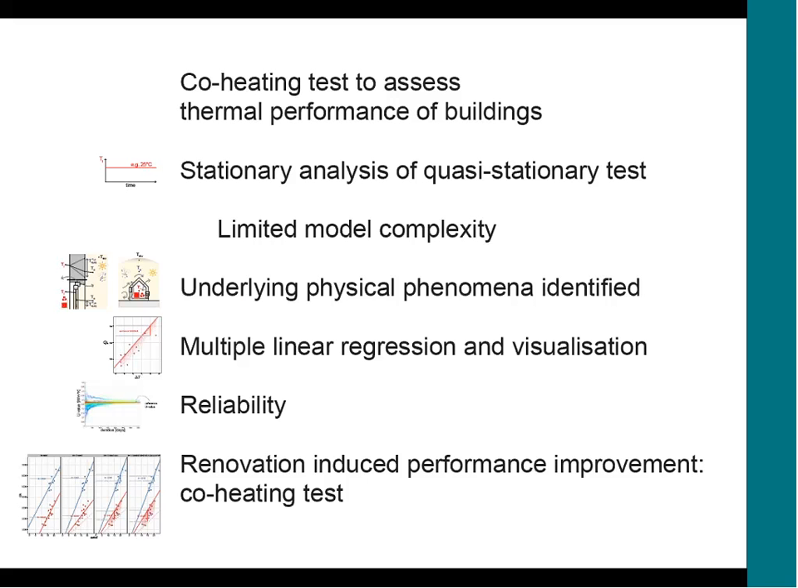So conclusions: the coheating test is a viable method to assess the thermal performance of buildings. It is essentially based on a stationary analysis of a quasi-stationary test. So this means that the models which we fit to our measurement data are essentially limited in complexity, but it still offers us the opportunity to estimate the overall heat loss coefficient of the dwelling. We've identified some of the underlying physical phenomena which work behind the scenes of this simplified heat balance. We've proposed a way to visualize the multiple linear regression in a two-dimensional fashion.